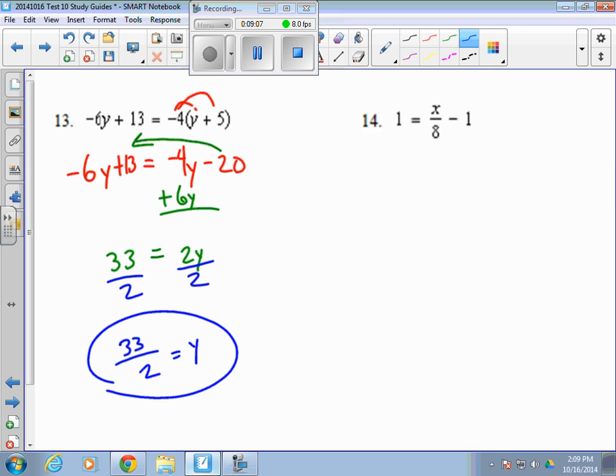Undo minus 1 by adding 1 to both sides. 2 equals x over 8. Undo divide by 8 by multiplying by 8 on both sides. 8 times 2 is 16.